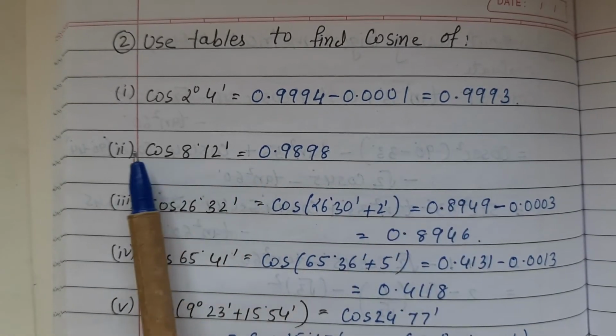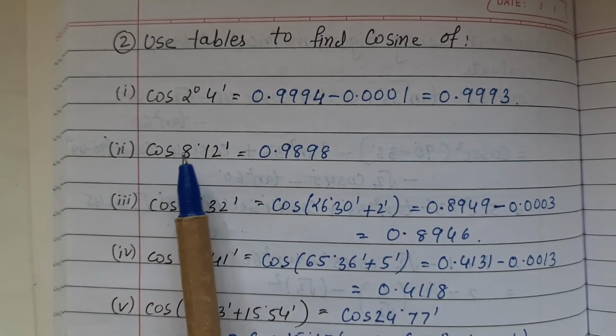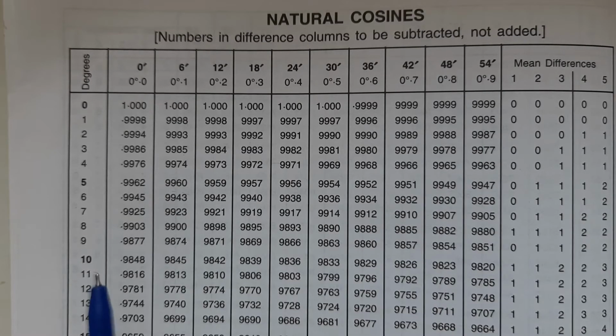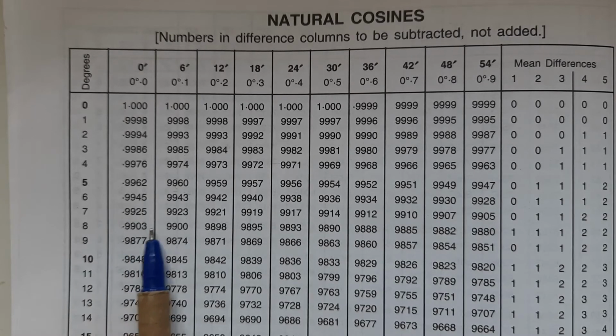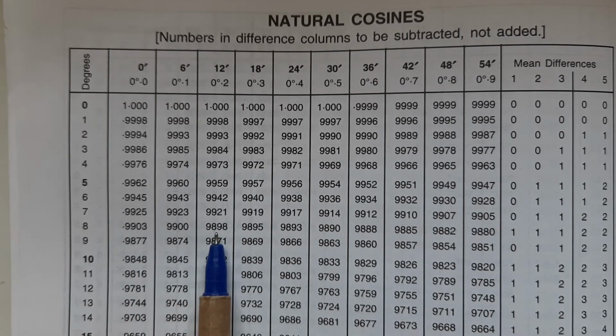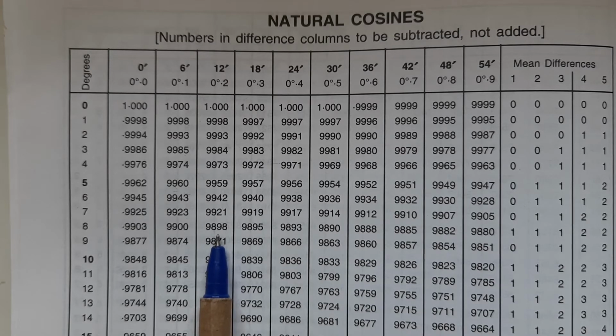Second part, cos 8 degree 12 minutes. Same way here, 8 degree and 12 minutes is 0.9898, which is the answer.